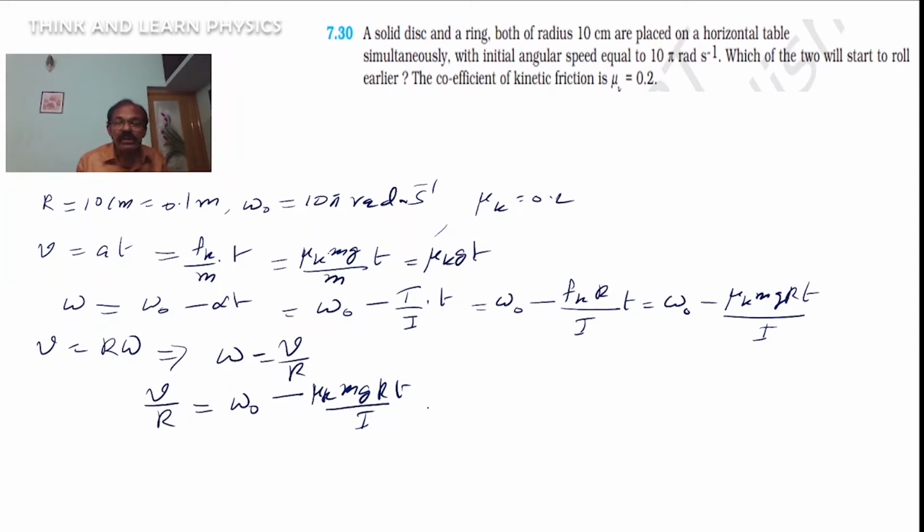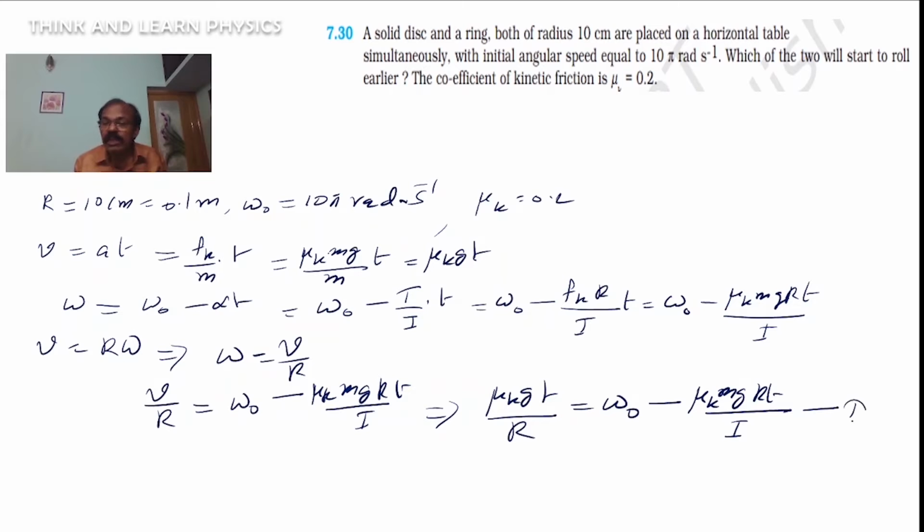Therefore this can be written as mu k g t, that is the value of v, divided by r, equals omega naught minus mu k mg r t divided by I. Let this be equation 1. Now for ring we can write the moment of inertia I as m r square.